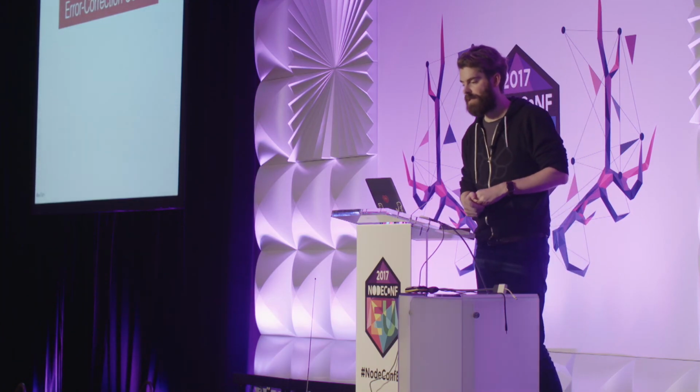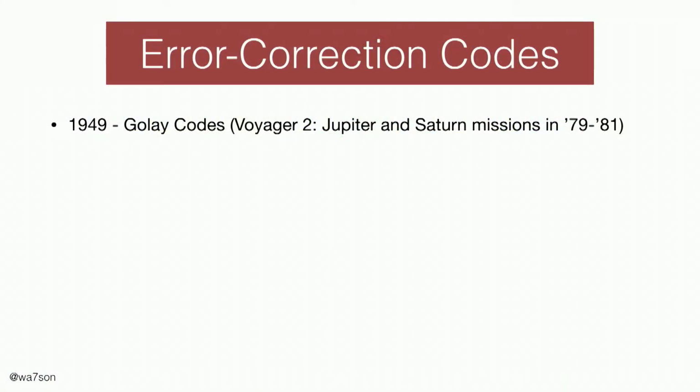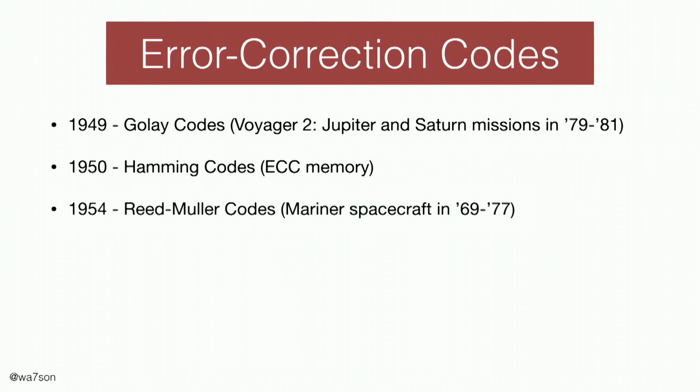So people have been thinking about this, of course, since the early 1950s. And in 1949, they invented something called Golay codes that was actually used on the Voyager 2 probe on the Jupiter and Saturn missions in the late 70s, early 80s. And then in 1950, Hamming codes were invented, and they're actually used today in all your servers for ECC memory, and the reason why it's called ECC memory is because it stands for error correcting codes. And then in '54, something called Reed-Muller codes were invented that was used on the Mariner spacecraft. And in 1960, Reed-Solomon codes, which were also used on the Voyager 2 spacecraft, were invented, and they're actually also used in CDs and DVDs and Blu-rays and barcodes today.